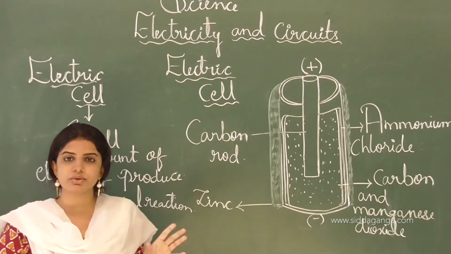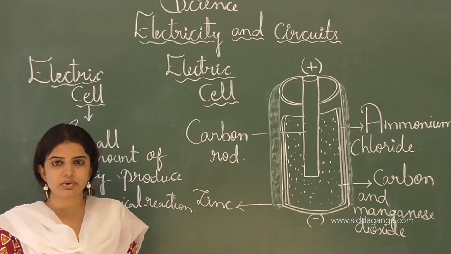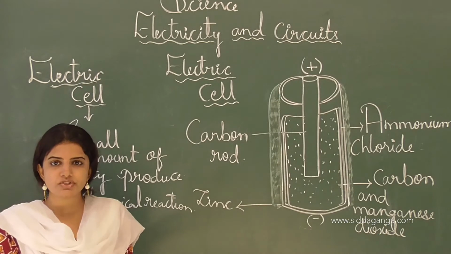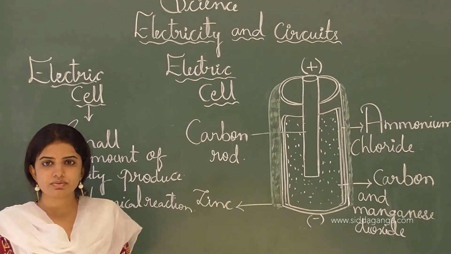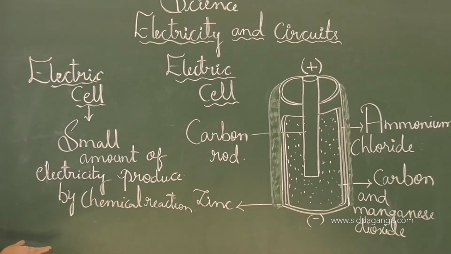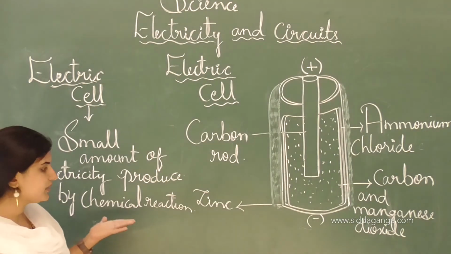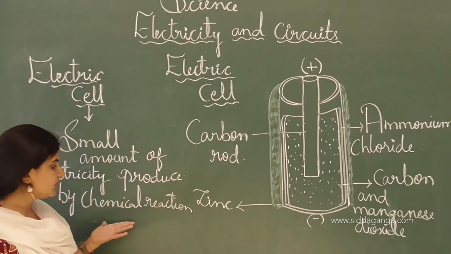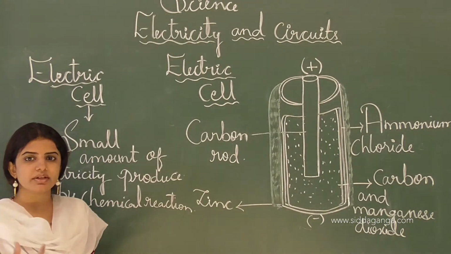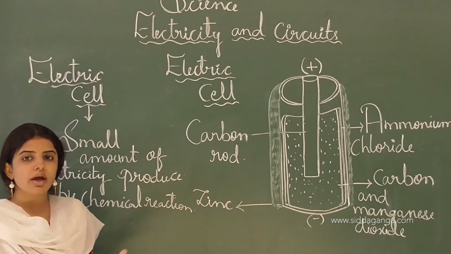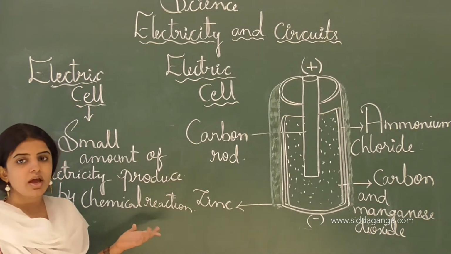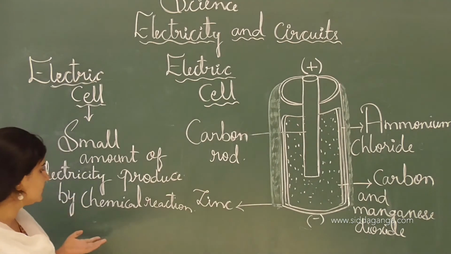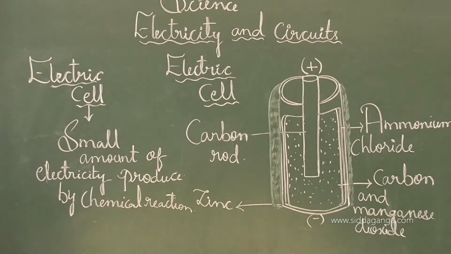As I told you, in the electric cell there are chemicals, and these chemicals are used up whenever we switch on the plug. When the chemicals are used up, no electricity will flow, the reaction is completed, and the flow of electricity stops.